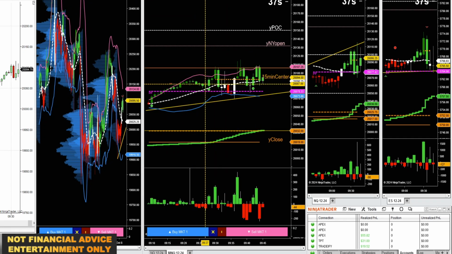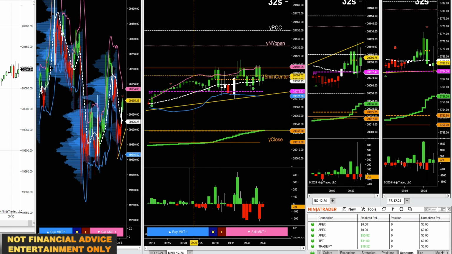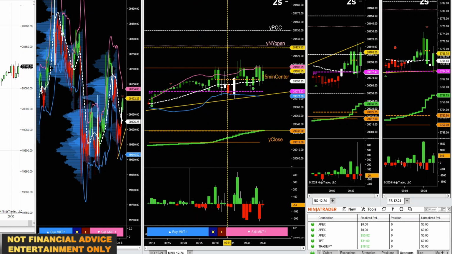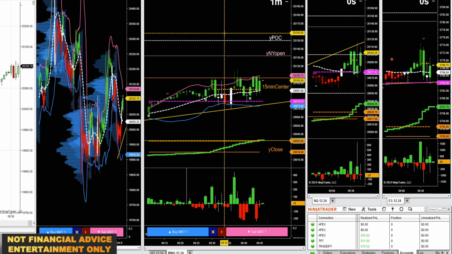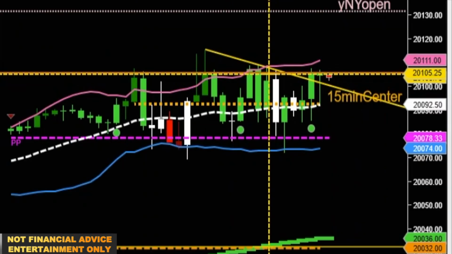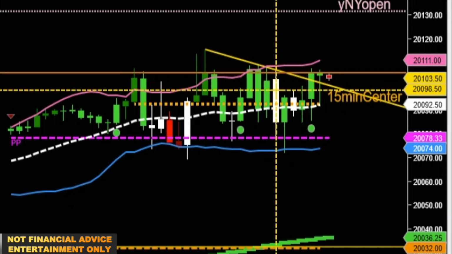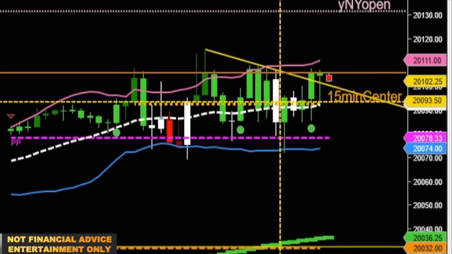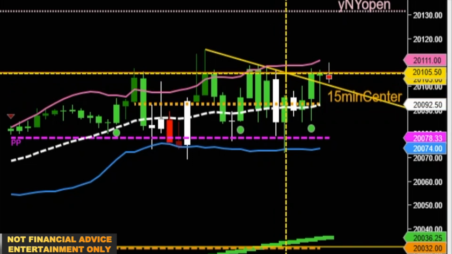This high volume level is still trying to hold. This is a high volume level based on the 1-minute chart. I've got yesterday's New York Open and yesterday's point of control above. High volume area held once again. Just bounced down to the 15-minute center and the 20 SMA. Bounced down 10 points, just bounced up 10 points.